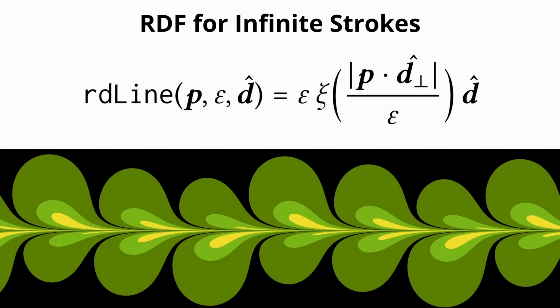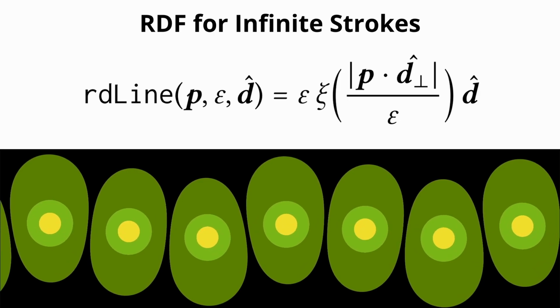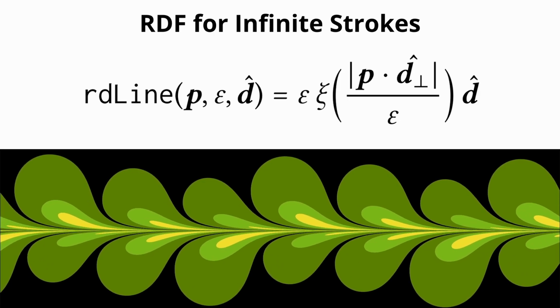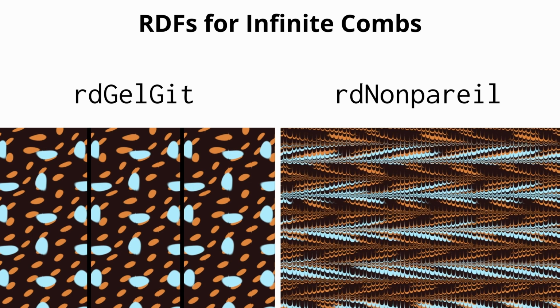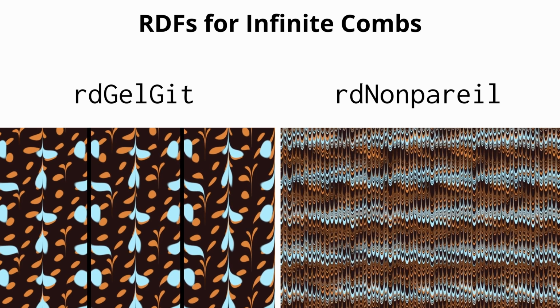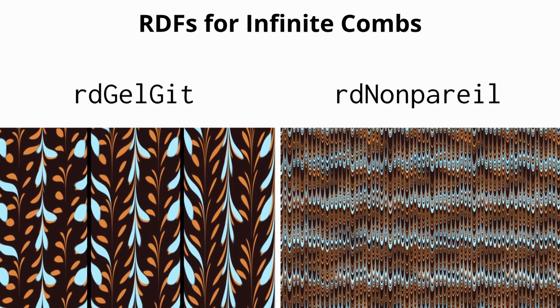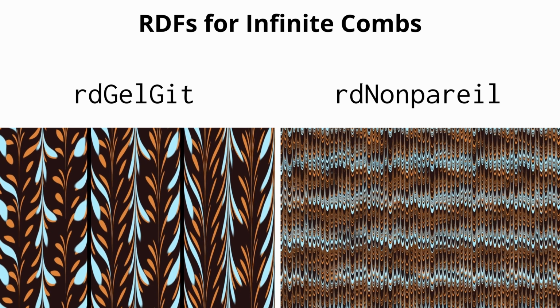So we already have an RDF for 1D drift of an infinite line. This is really fast using our series approximation. We evaluate it millions of times. We love it. And it's used for all the base patterns like gel-jit and nonpareil, which are fundamental marbling patterns. So this gets evaluated very quickly.